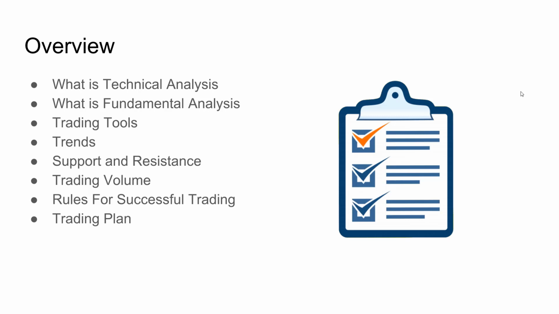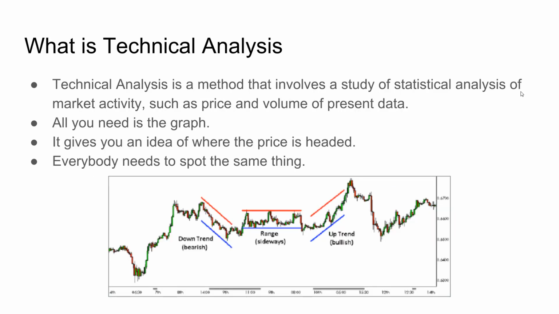So I use technical analysis to find the perfect entries, to decide when to buy a coin, when to sell a coin, and basically that's how I make my money. So what technical analysis is, it's a method that involves the study of statistical analysis of market activities such as price, volume, and present data. All you need is to look at the graph. It gives you an idea of where the price is headed.